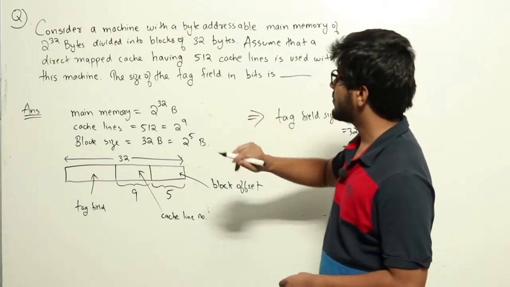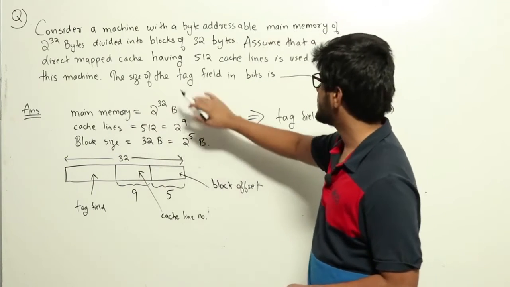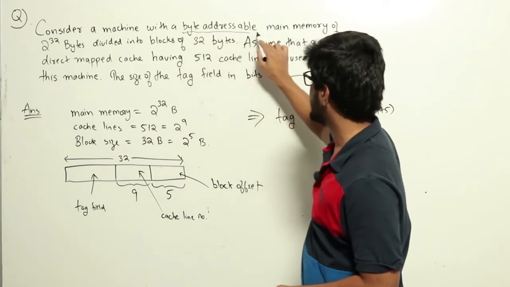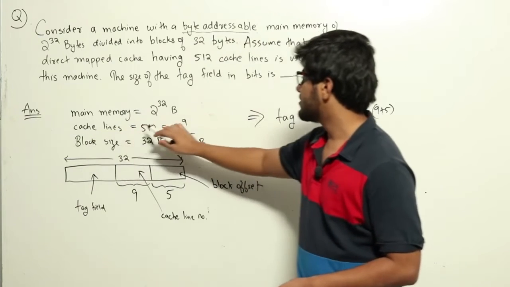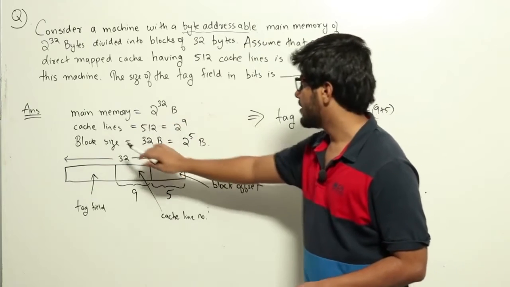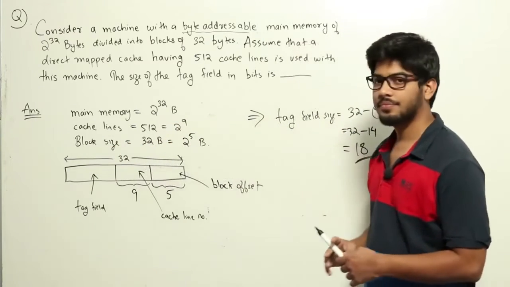So the information we have is the main memory size is 2 power 32 bytes and it is byte addressable. Okay. So the main memory is 2 power 32 bytes. Cache lines there are 512, which we can write as 2 power 9. The block size is 32 bytes, which we can write as 2 power 5 bytes.